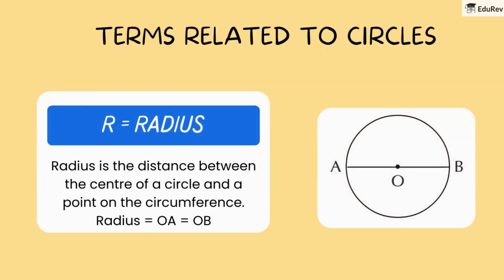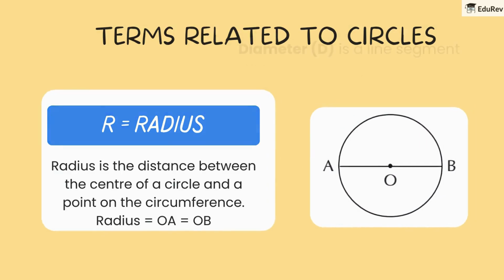Now, let's discuss some important terms related to circles. Firstly, we have radius. It is the distance between the center of a circle and a point on the circumference. Here, radius is equal to OA, which is equal to OB.